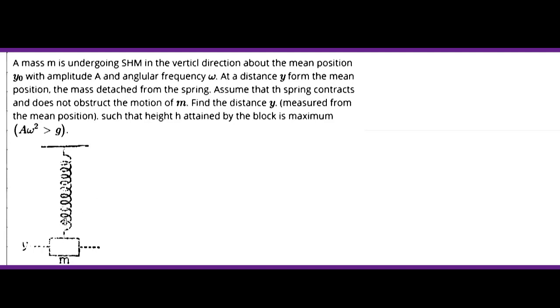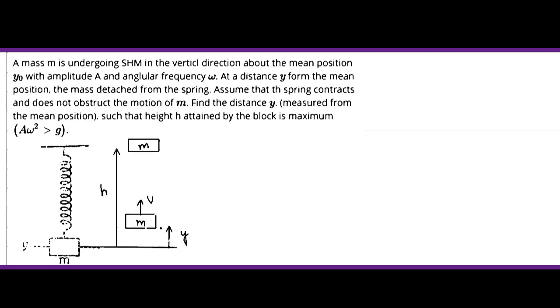So at some distance y, this mass is detached from the spring. Assume that the spring contracts and doesn't obstruct the motion of mass m. So when the mass is detached, we can assume that the spring doesn't obstruct and the mass continues to move upward, right? Find the distance y. We have to find the distance y measured from the mean position such that the height attained by the block is maximum, right? So let us now try to see what is happening.